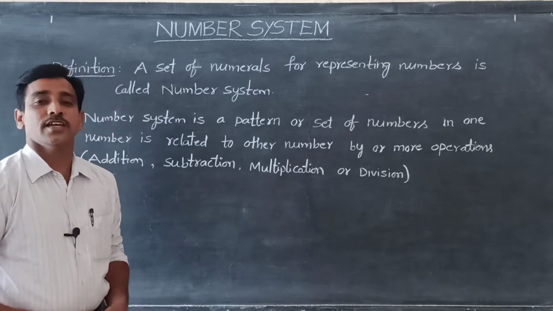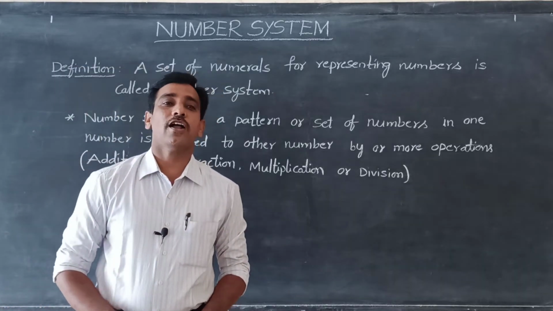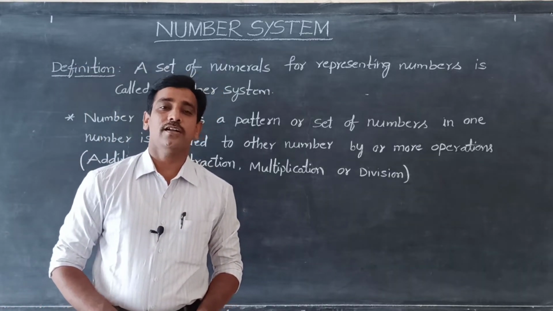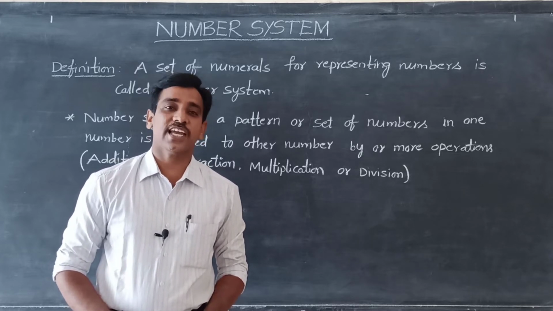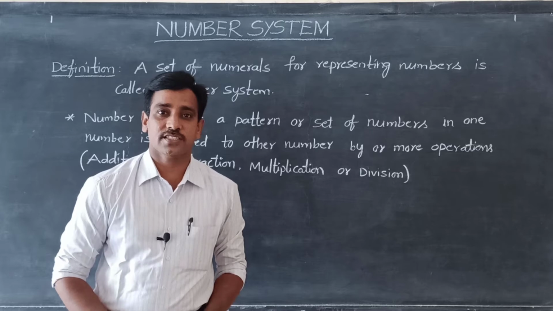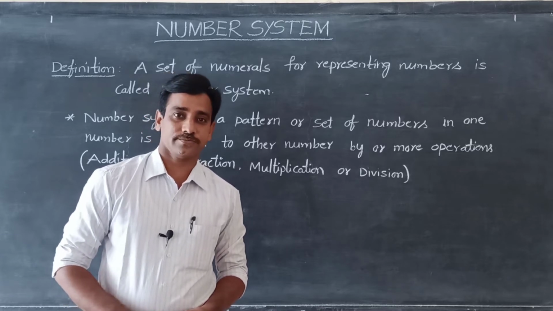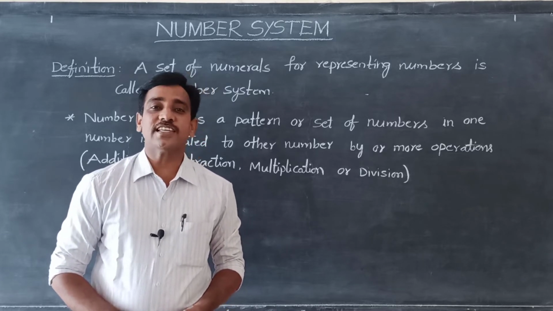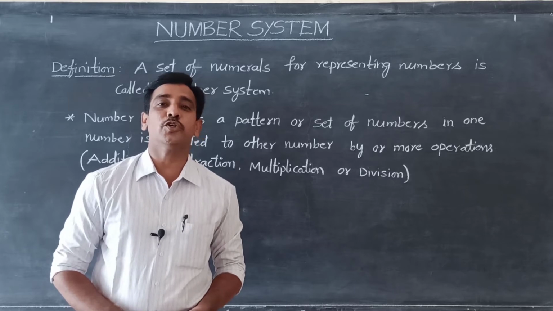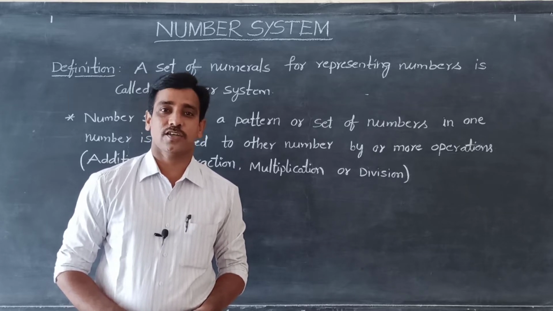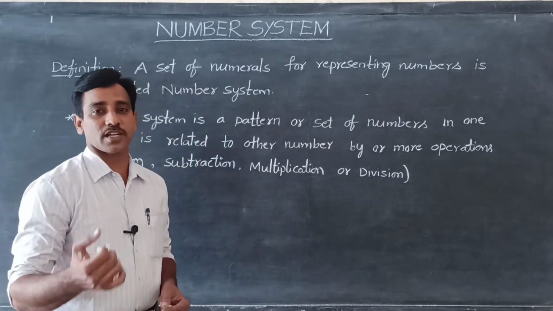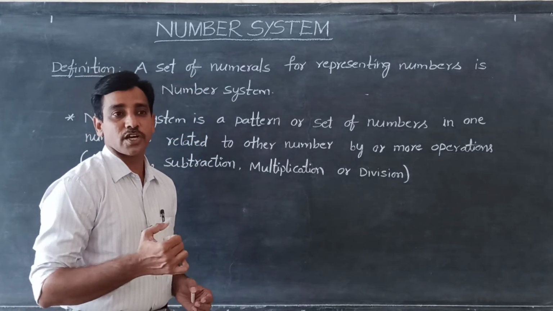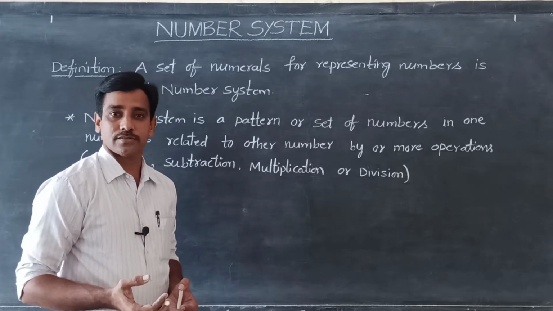Dear students, in the previous class we have already learned about the digits, numerals and numbers. Once again we remember those definitions. What is digit? Digit is a single symbol used to make numerals. We used the digits to make numeral, right?